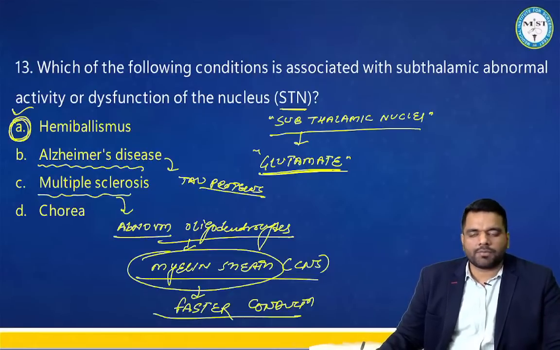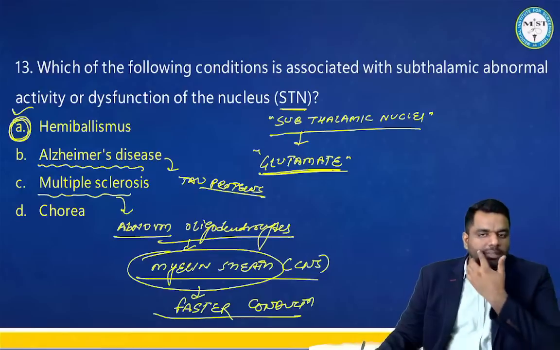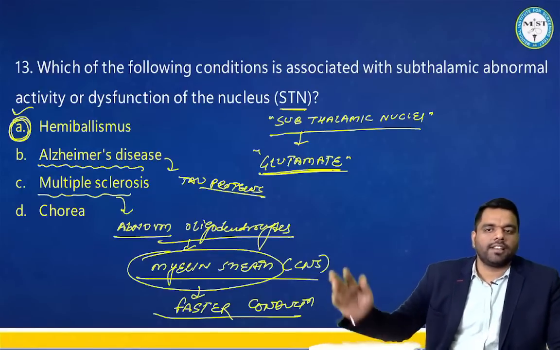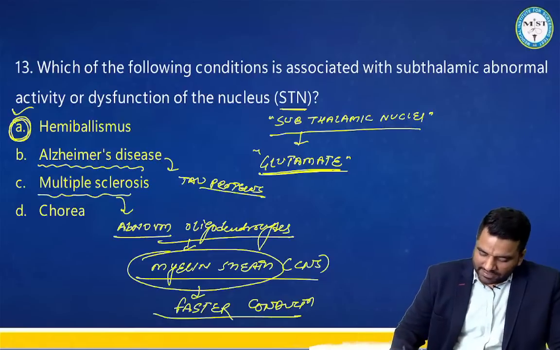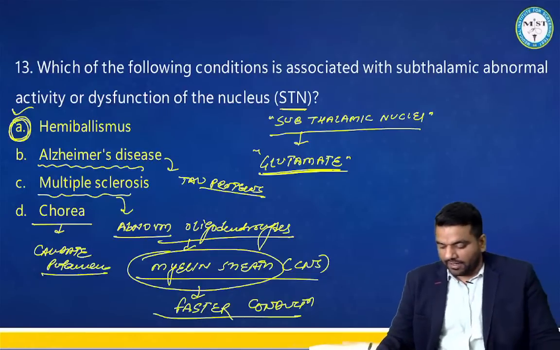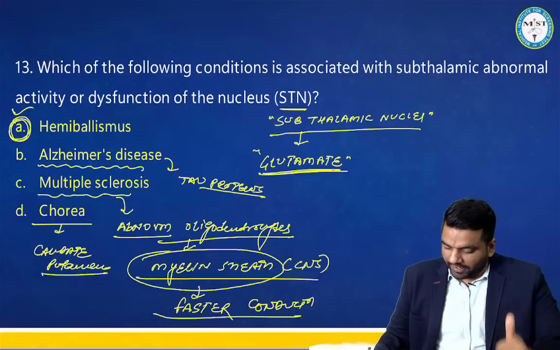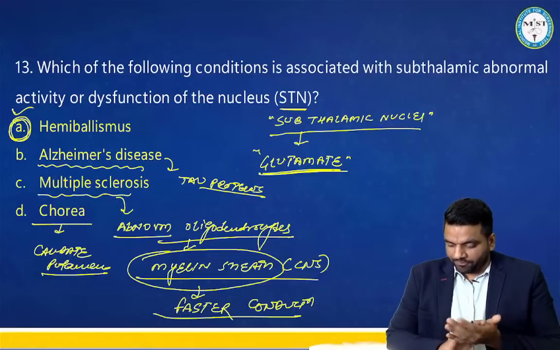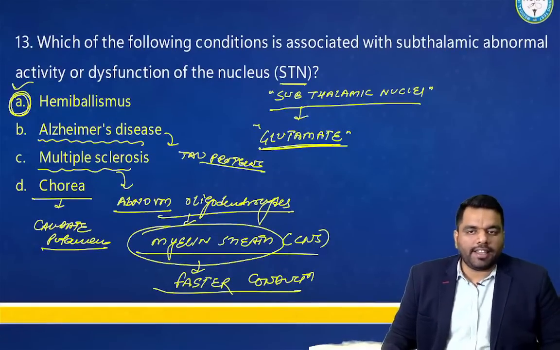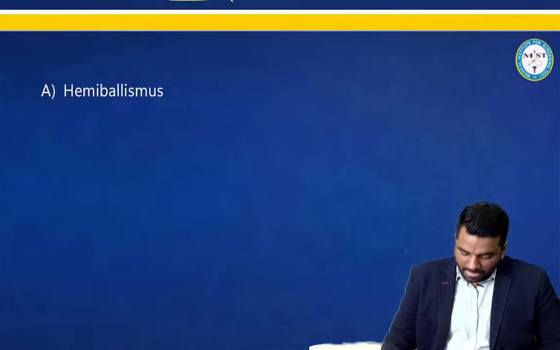If the peripheral nervous system Schwann cells are damaged, we call that GBS, Guillain-Barré syndrome. And if the central nervous system myelin sheath is damaged, we call that multiple sclerosis. And chorea is the problem of the caudate and putamen. Right, beta? Very good. Okay, well done. So the right answer to question number 13 is A, that is hemiballismus.